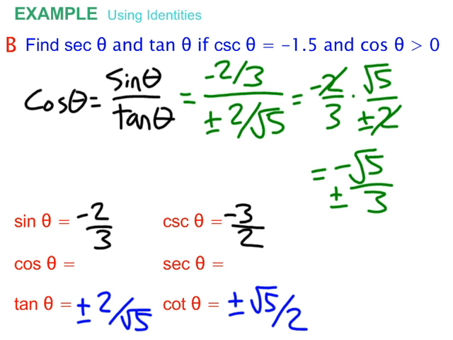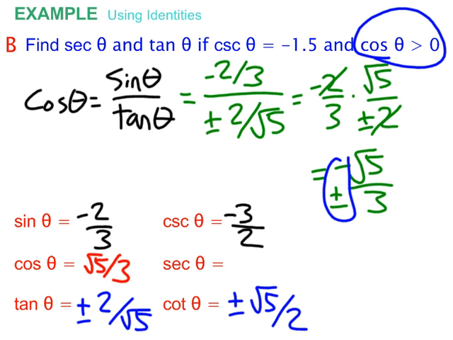So here's where I'm finally going to say, you know what? I don't need to worry about all this plus or minus. I'm going to look at this. That's what tells me that I want the positive value. So let's put positive root 5 over 3. And I can finally figure out those unresolved plus or minuses. Since tangent is sine over cosine, and I see that sine is negative and cosine is positive, that tells me that tangent is going to be negative. And therefore, its reciprocal cotangent will be negative.